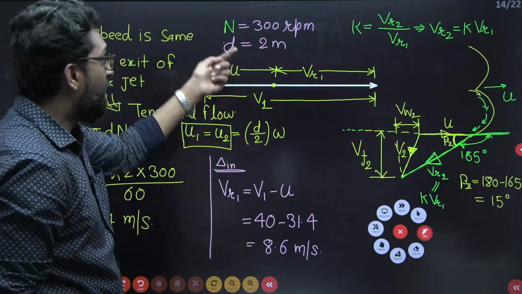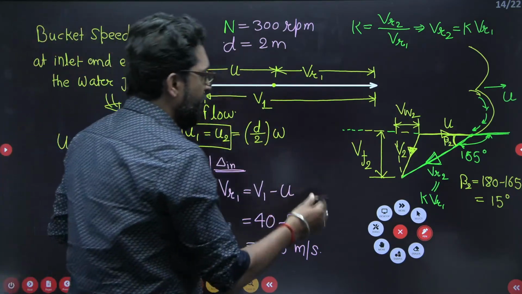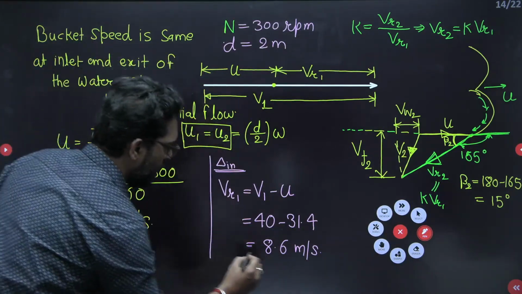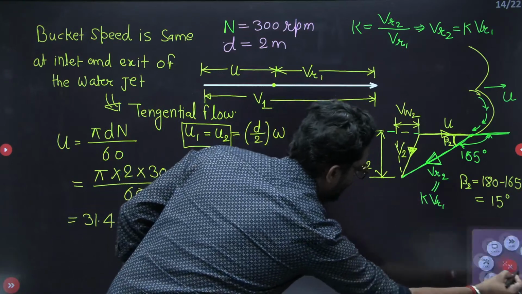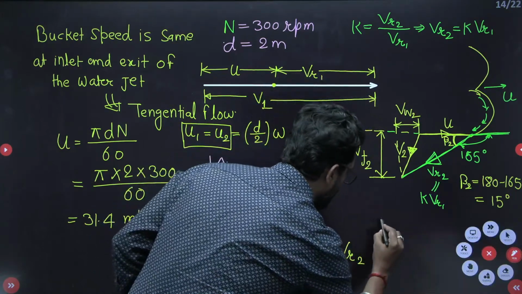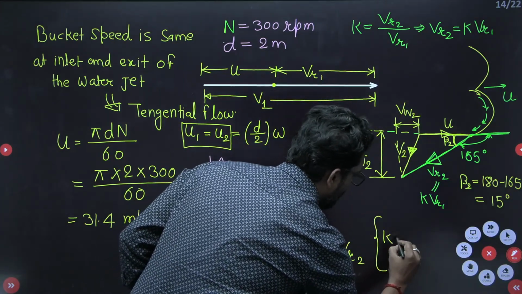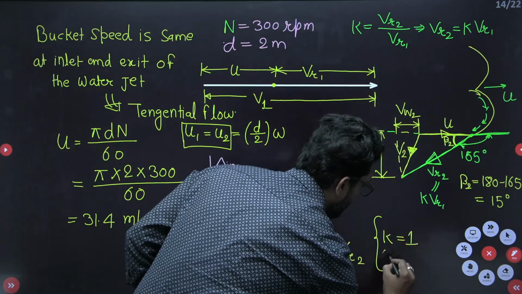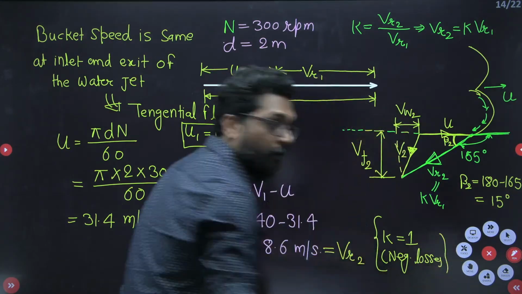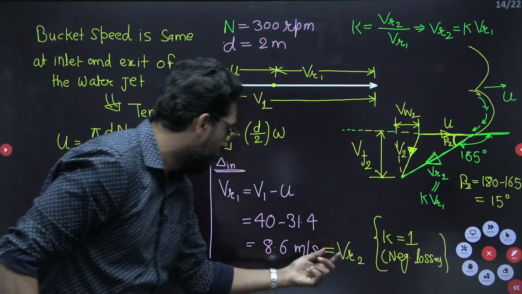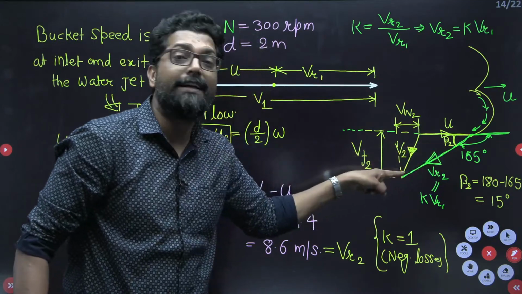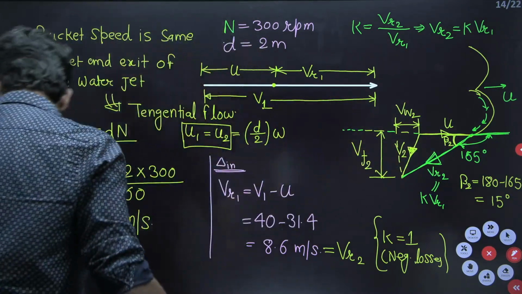Now my dear, here we have to neglect the losses. If you neglect the losses, this is also equal to VR2. Why? Because K equals 1. We have to neglect the losses, so K equals 1. So VR1 equals VR2. So what is this VR2? We have to find it indirectly. Now my dear, what is our exit velocity?